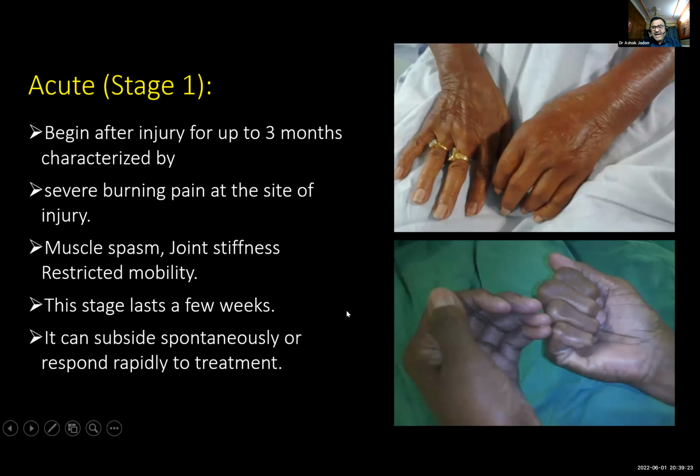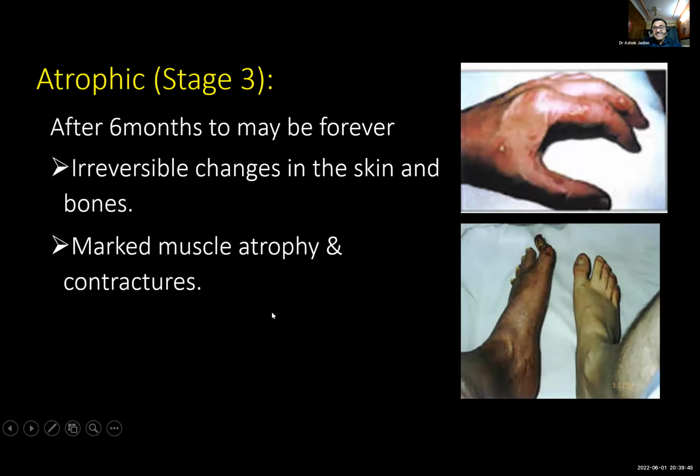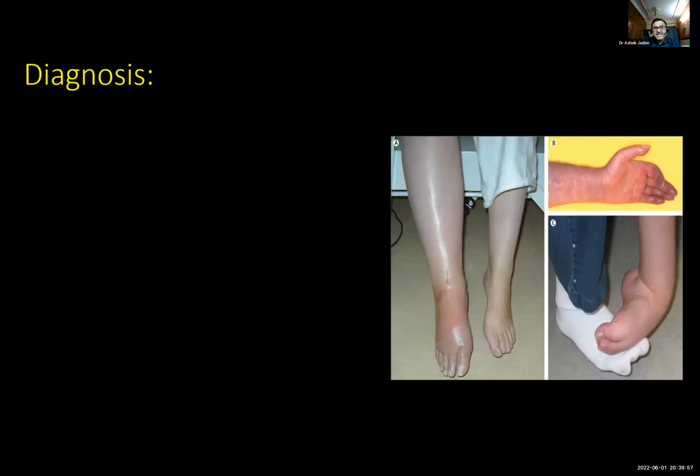So what are the stages? The early stage, happening within 3 months, is the acute stage, which is followed by the dystrophic stage, where allodynia, swelling, and the severity of the pain are the main features. As you can see in this picture, this lady is avoiding even contact with the air on the affected limb, because she was saying that whenever she removed this towel, she felt pain. And then if you do not treat these patients or the treatment is not adequate, they go into the atrophic change, which causes permanent damage and disability to that particular affected part.